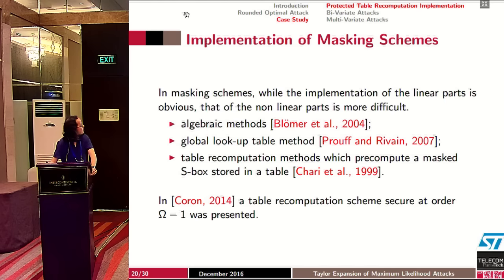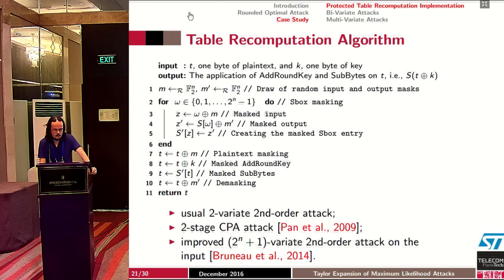But we can also cite the table recomputation method, which pre-computes a masked S-box stored in a table. This method is often used in practice as it represents a good trade-off between memory complexity and time complexity. Moreover, recently, this kind of implementation has been extended to high-order masking schemes. So the sketch of the table recomputation algorithm is as follows. In the first part, the table is recomputed, and then it's the classical masked cipher. In the recomputation, we go through all the possible entries of the table and mask the input and mask the output.